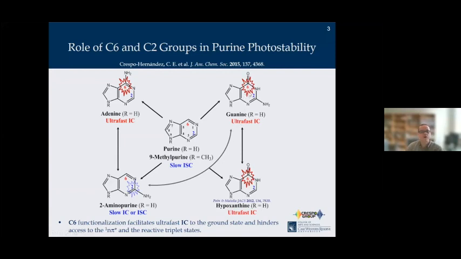However, if you remove, for example, from guanosine the carbonyl, forming 2-aminopurine, now you have a long-lived excited state species that is either a fluorescent molecule or can intersystem cross to populate the triplet state and do reactivity. And so this suggests that the DNA photostability is not only related to the chromophore per se, but is highly dependent on the functional group in position 6.